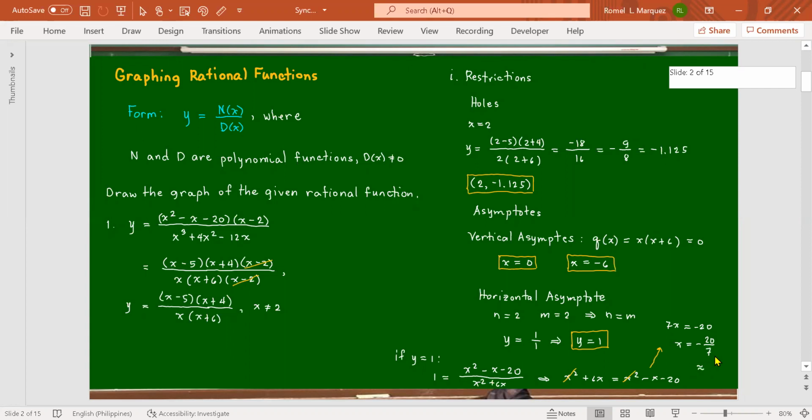Approximately, 20 divided by 7. Be ready with your calculator. Negative 2 point what? 2.86. So what's the point of intersection? Negative 2.86, 1. Let me box that to remind us. We will be having those important points.